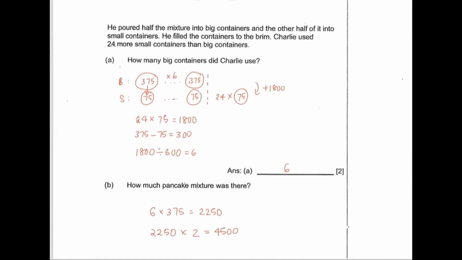Okay, again, why times 2? Because the big and the small are actually half each. See, half into big, half into small. So you just need 2 times 2250. You don't need to find out what the small is, because you will end up with 2250 again.